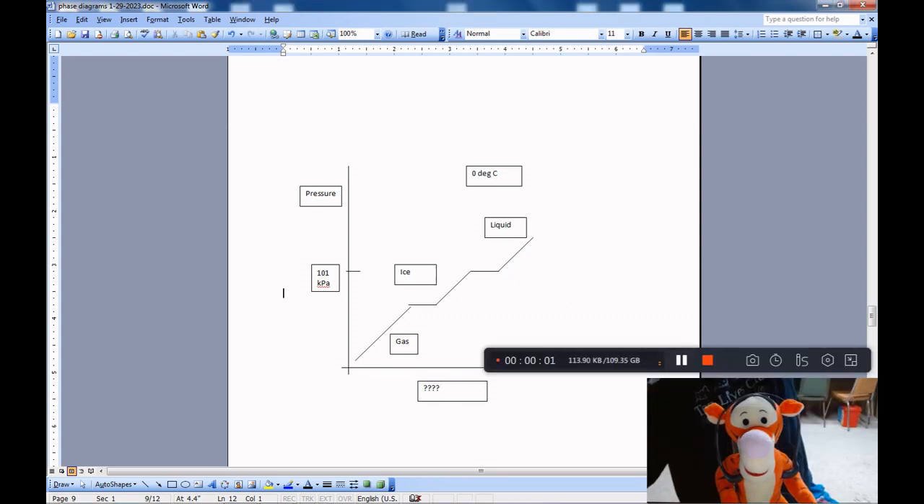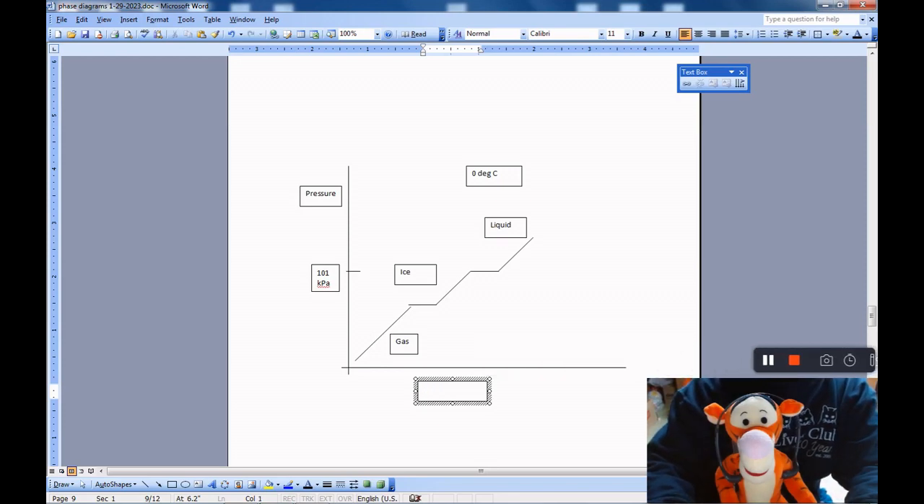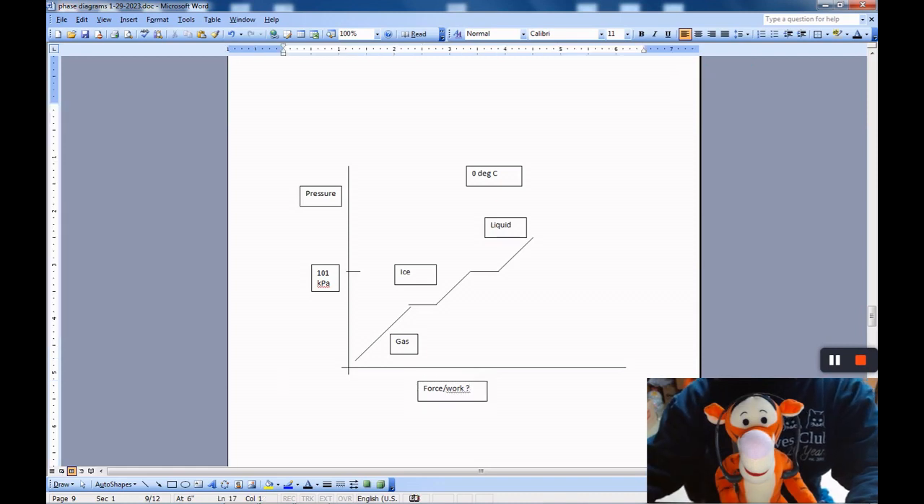So maybe all that said, what is this thing down here? Is this like force or work? I don't know. But I think we're at the end of this tunnel in the rabbit hole. I don't know where else to go after this.